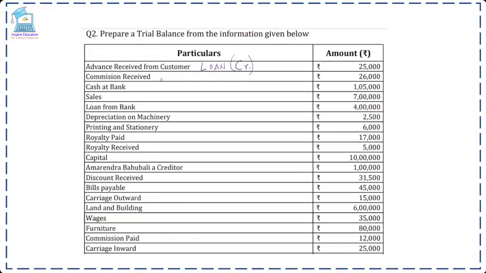Next is commission receipt. Credit or debit? Commission received. Received.